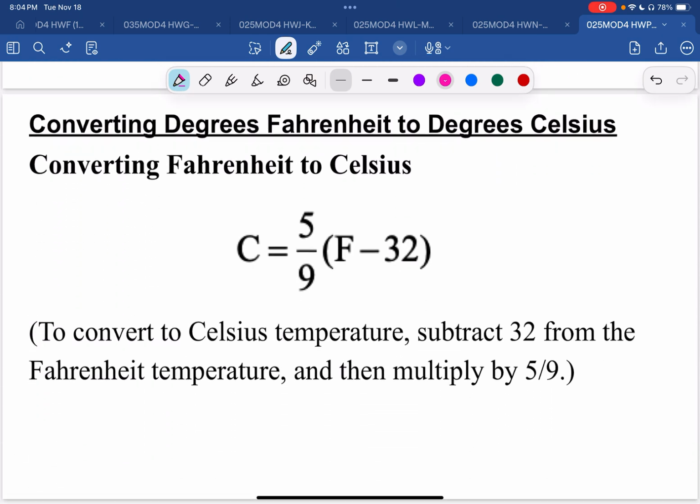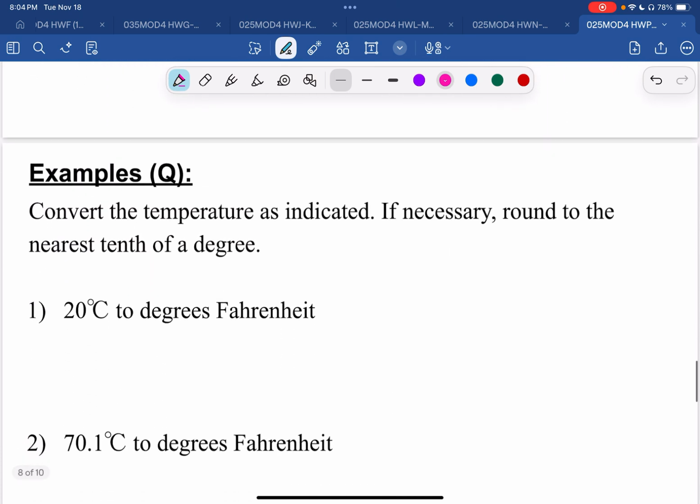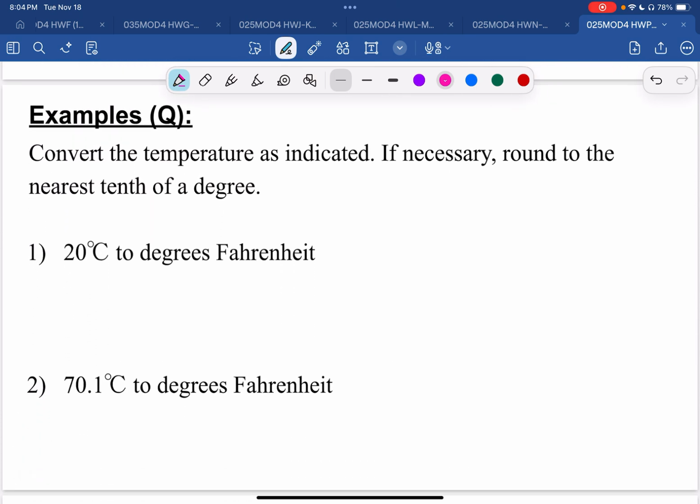Then if you're trying to convert Fahrenheit to Celsius, it's 5/9 times, notice this is in parentheses, F minus 32. So you have to subtract the 32 from the temperature first, then multiply by the 5/9. So let's look at a couple of examples. The first one we're going to look at is converting to Fahrenheit.